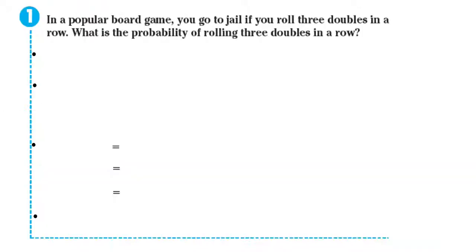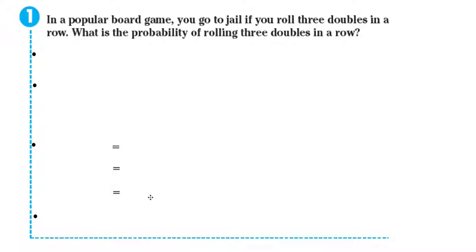So how does this work? Let's take a look at example number 1 and see how this works. In a popular board game, you go to jail if you roll 3 doubles in a row. What is the probability of rolling 3 doubles in a row? Every single time you roll a pair of dice, the outcome of the second roll will not be affected by the outcome of the first roll.